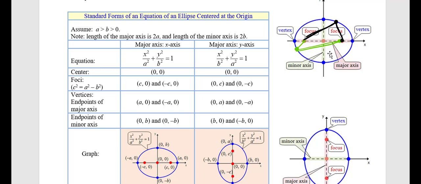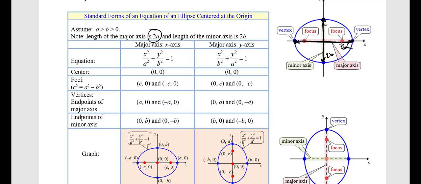But let's clean this up a little. The distance from here to here, that's a distance of 2a. The length of the minor axis from here to here, that's 2b. And if we call those distances 2a and 2b, then this becomes the equation of our ellipse.